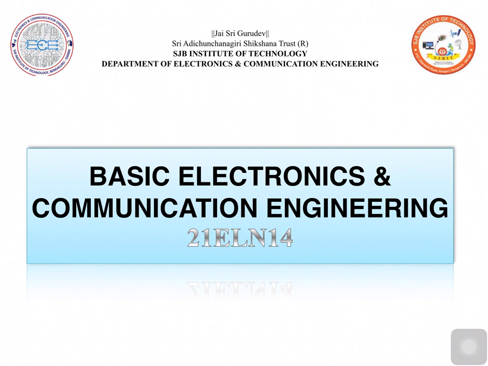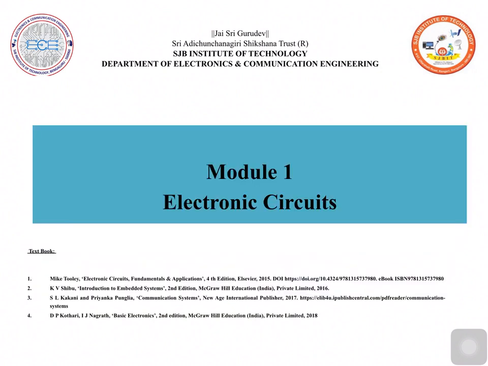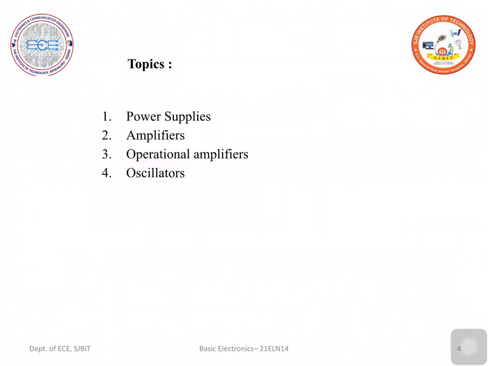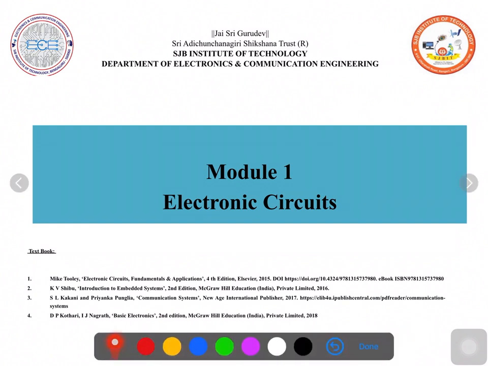The subject code is 21ELN14. We have 5 modules in this subject. Module 1 consists of electronic circuits. The prescribed textbook for this module is Electronic Circuits, Fundamentals and Applications by Mike Tooley. Here the DOI number is also given. If you click on this, here is the DOI number. With this DOI number, you can get the ebook of Electronic Circuits, Fundamentals and Applications.